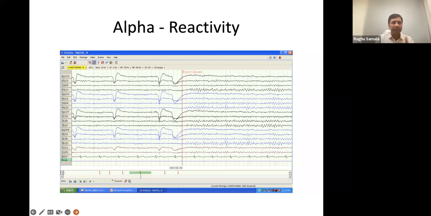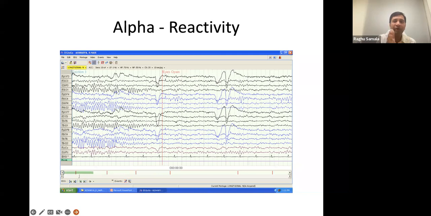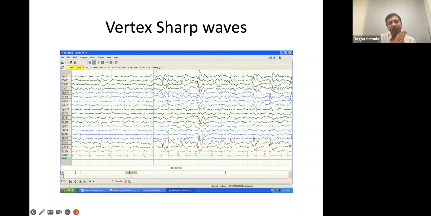The other thing we noticed in these slides, in the first half of the slide, is that you have alpha. Once you open the eyes, there is a disappearance of the alpha. This shows that there is reactivity. The second thing: once the patient goes into sleep, you can see the alpha disappearing, and then you start seeing some waveforms which are broad and sharp.